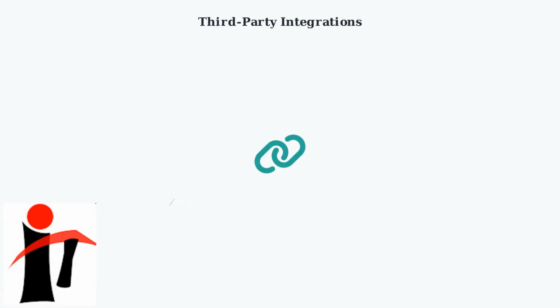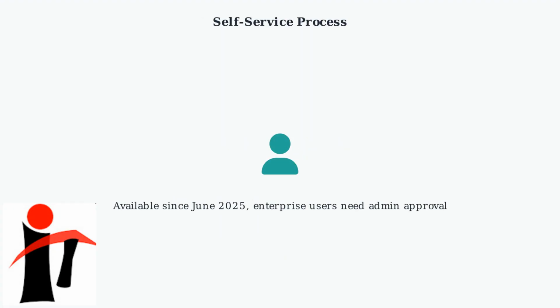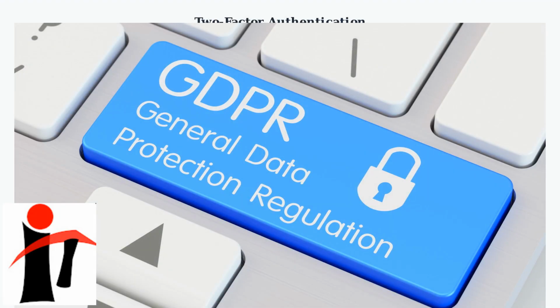Keep in mind that if you have third-party integrations like Zoom or Google Drive, they may retain linked data independently of Otter.ai. Since June 2025, the process is self-service, but enterprise users require admin approval to prevent data loss in team settings. Note that accounts flagged for suspicious activity may require two-factor authentication for added security.